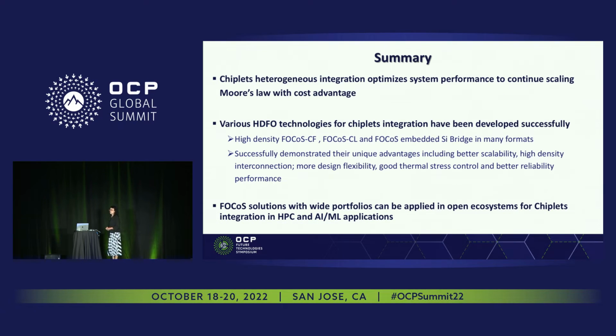So I'm quickly down to my summary for today. The key message we want to deliver is that chiplets and heterogeneous integration can really optimize the system performance. And as the provider, we can provide multiple platforms to fulfill chiplets integration and optimize the performance. That is the key message I want to deliver here. Thank you, everyone. If you have any questions, please let me know.